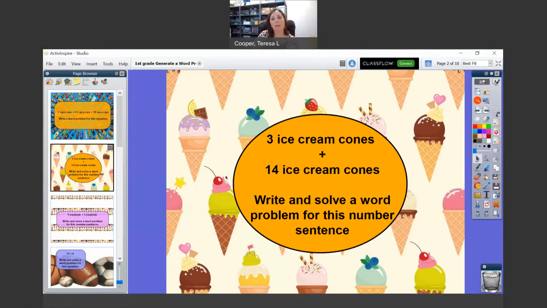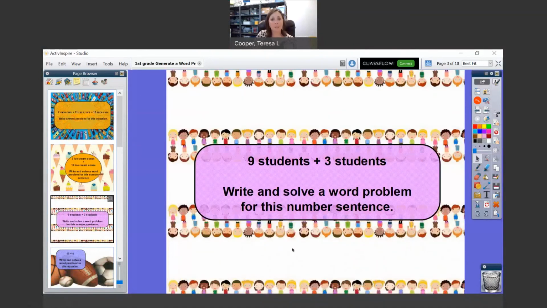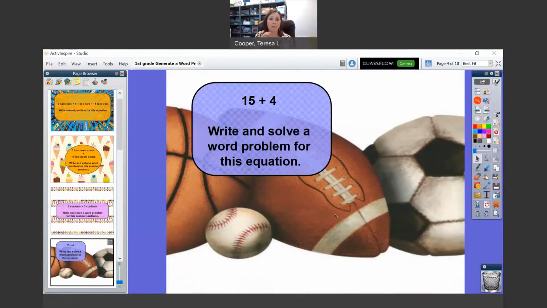But I've still told them their problem's going to be about ice cream cones. Here I have 9 students plus 3 students, write and solve a word problem. And then I've given them just the number sentence. They have to write and solve, but I've still given them a picture.